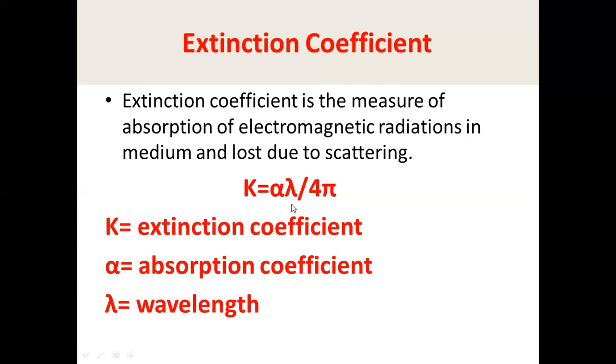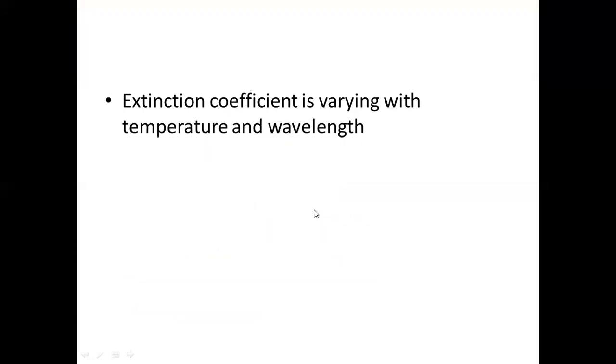So, from this relation, we can conclude that when we increase the wavelength of the radiation, then the extinction coefficient also increases, and when we change the absorption coefficient, then the extinction coefficient also changes. So we can say that the extinction coefficient varies with temperature and wavelength. When we change the temperature or the wavelength of the radiation, the extinction coefficient will change. So this is all about the extinction coefficient.